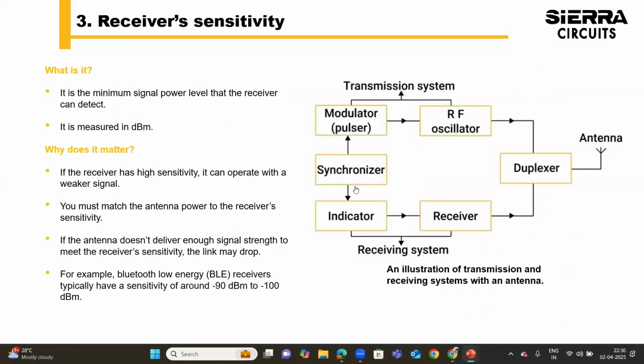So even with the right gain and bandwidth, your antenna's performance depends on how sensitive the receiver is to incoming signals. The receiver's sensitivity refers to the minimum signal power level that the receiver can detect, and it's measured in decibel milliwatt. If the receiver has a high sensitivity, then it can operate with a weaker signal, but you must match the antenna to the receiver's sensitivity to ensure reliability with minimal power consumption.